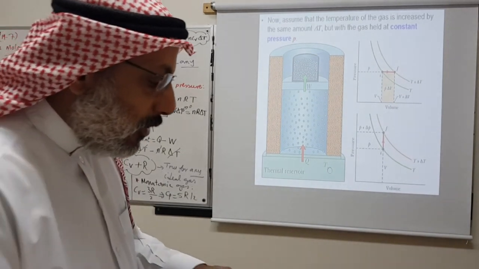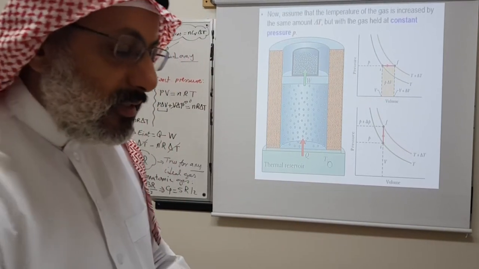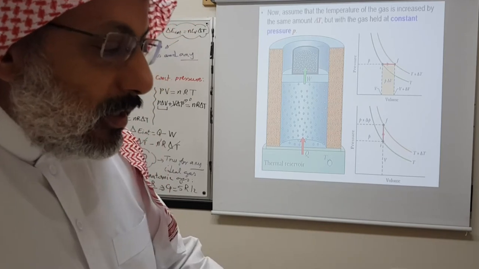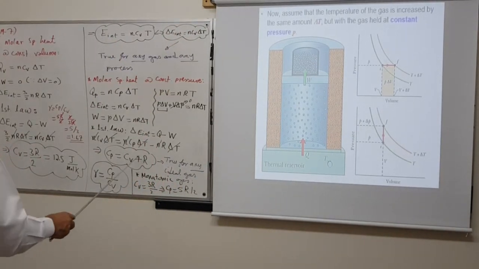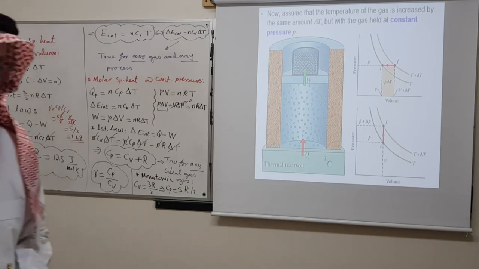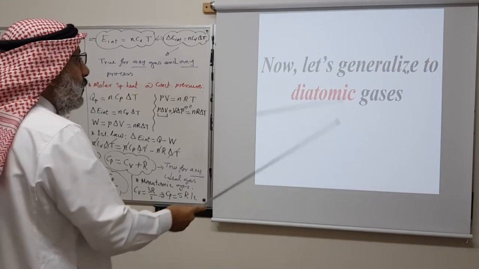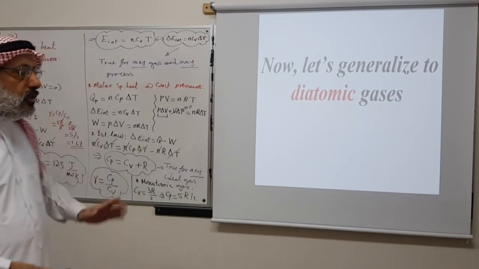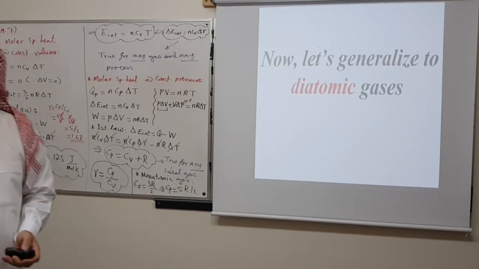So here we have accomplished what we wanted to do, which is to find the molar specific heats of an ideal gas. You can indeed see that they are different, okay? They differ by R for a given gas. Now, let's generalize this discussion to diatomic gases, okay? All of this was for monoatomic gases. How do we treat diatomic gases?